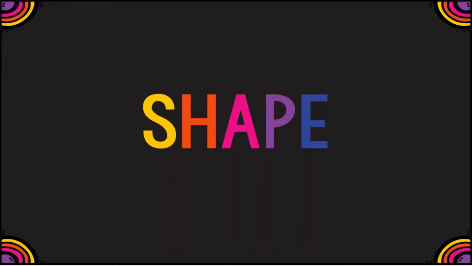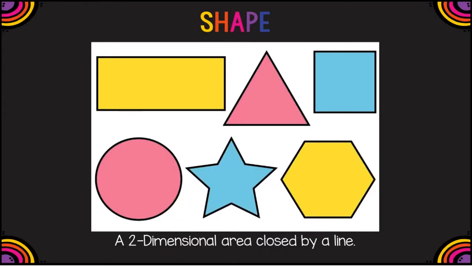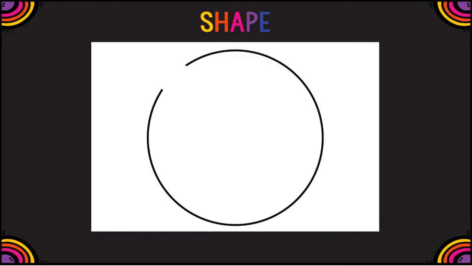Shape. Shape is a two-dimensional area closed by a line. Here you have a line that looks like a circle, but it is not a shape yet because the ends are not connected. When the line closes, it becomes a circle.